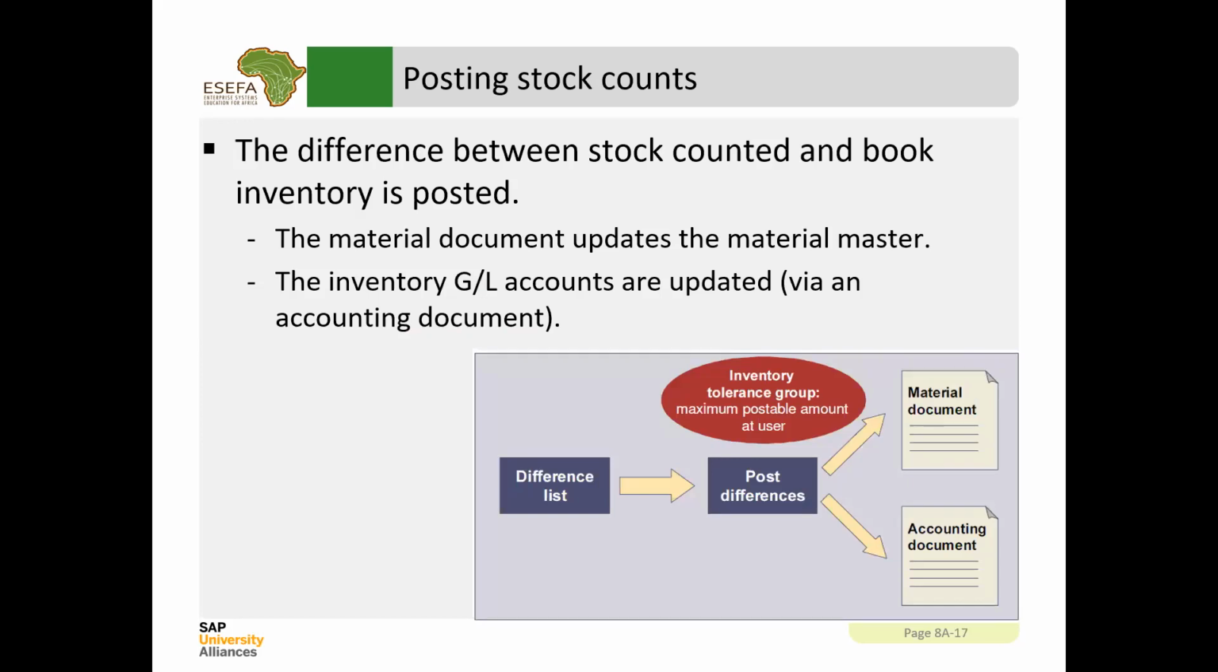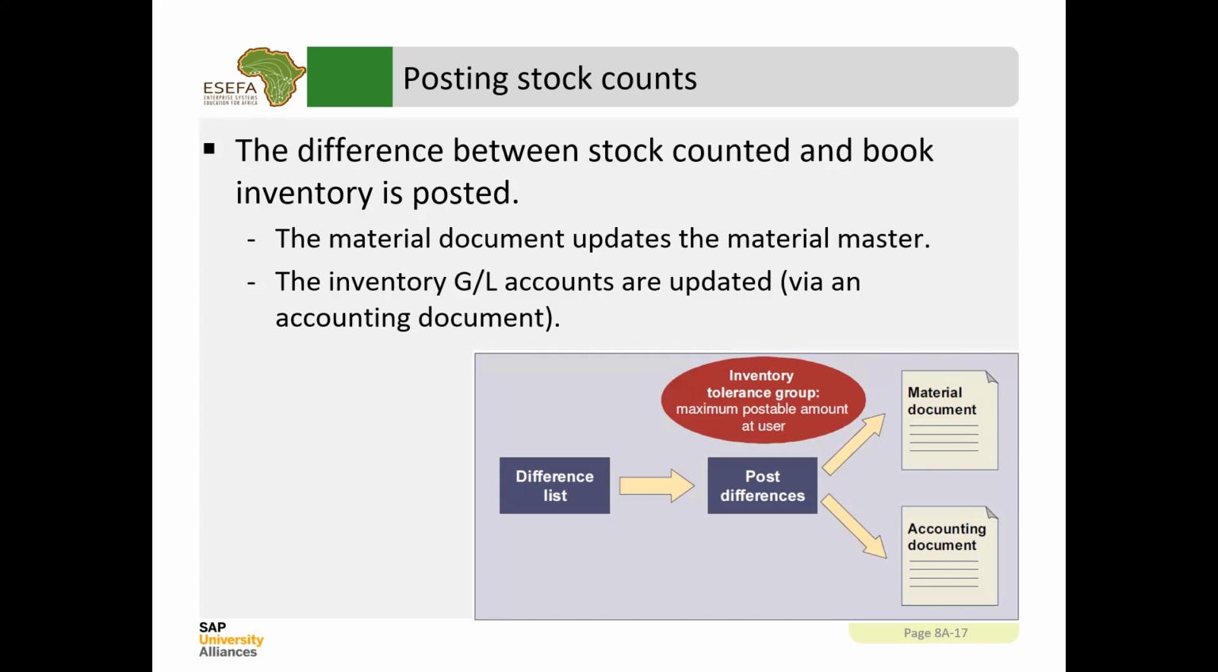Posting stock count. So the difference between stock count and book inventory is posted. So the material document updates the material master. As we said, we have done the counting. We have it. We need to update the material master. So after we have done counting, there must be the particular value of inventory that we have. And that must be balanced and backed up by goods movement.